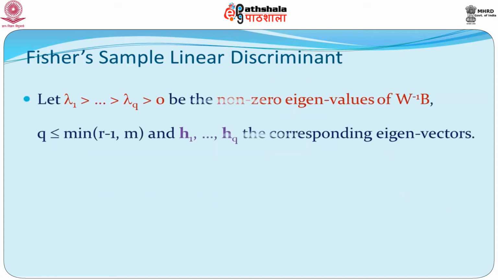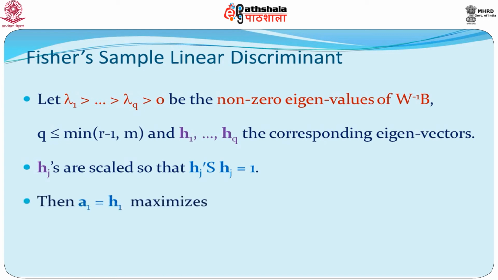Fisher's sample linear discriminant then says that if you have lambda 1, lambda 2, ..., lambda q all greater than 0 as the non-zero eigenvalues of W inverse B, where q is smaller than both r minus 1 and m, and h1, h2, ..., hq the corresponding eigenvectors, then what we do is we scale the hj's such that hj prime S hj is equal to 1. Having done that, we take a1 equal to h1, which maximizes D square.